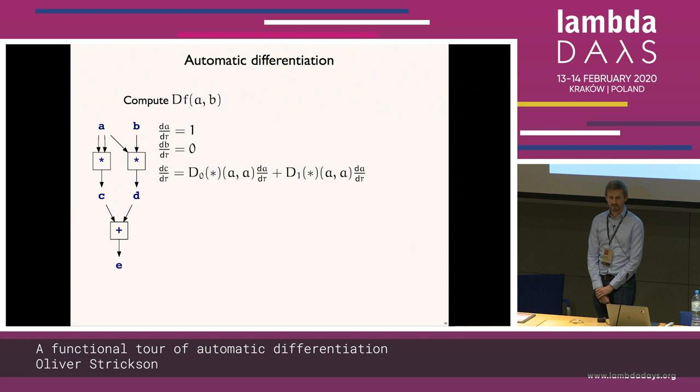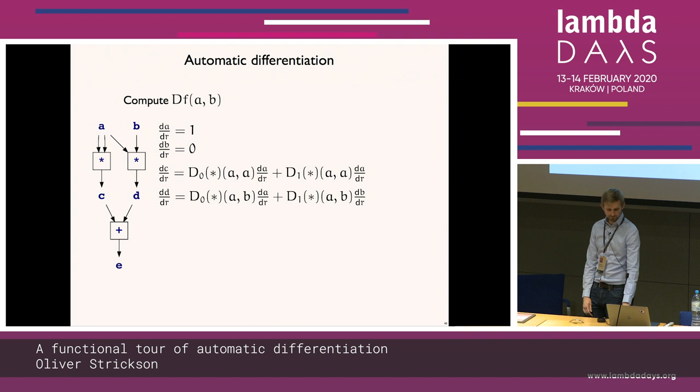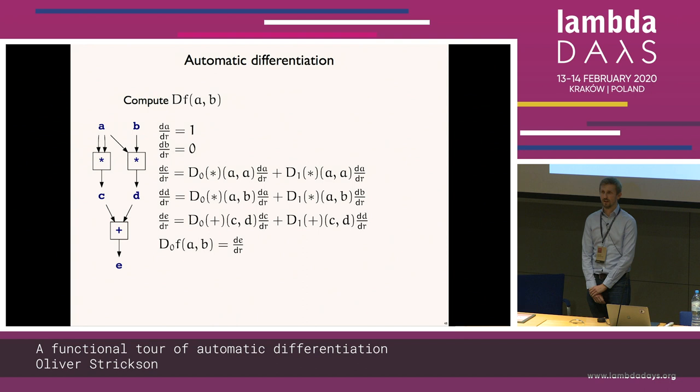I write down the linearized version of that term and pass these variables through. So that gives me this new variable. And I do that repeatedly, for each term in the graph. And what I claim is, when I finish that process, I've got the derivative of f, or in particular the zeroth partial derivative of f.